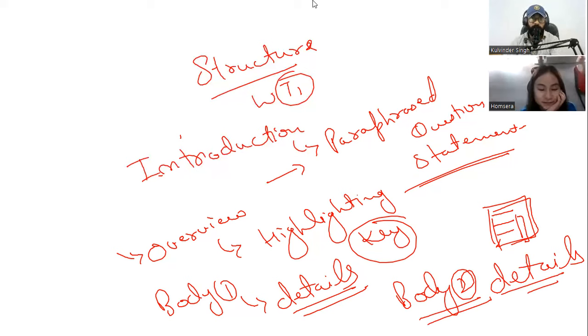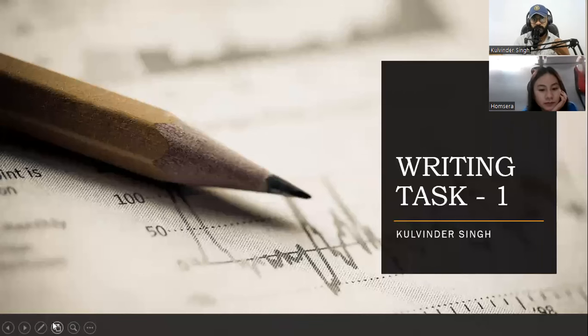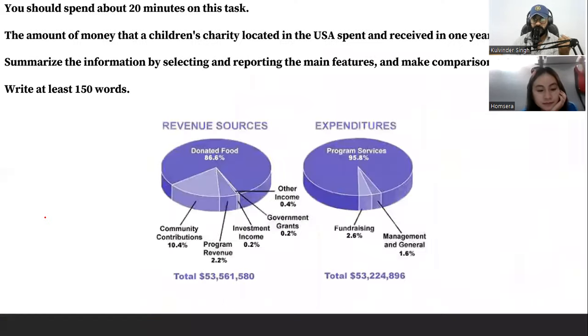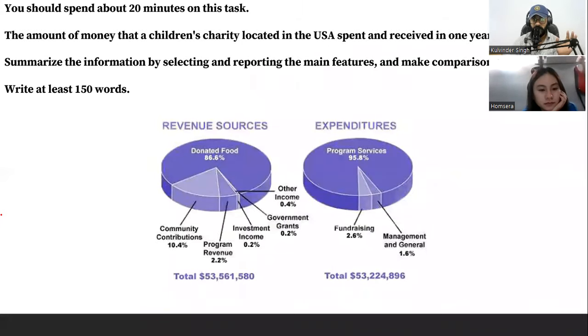All right. So I'll quickly show you one PDF. Sorry, a presentation. Give me a quick moment for that. Let me share the screen with you. All right. Here you have a writing task one. In this, we are going to do a pie chart. That is also a type of writing task one. Clear? So the report is given in this particular format.